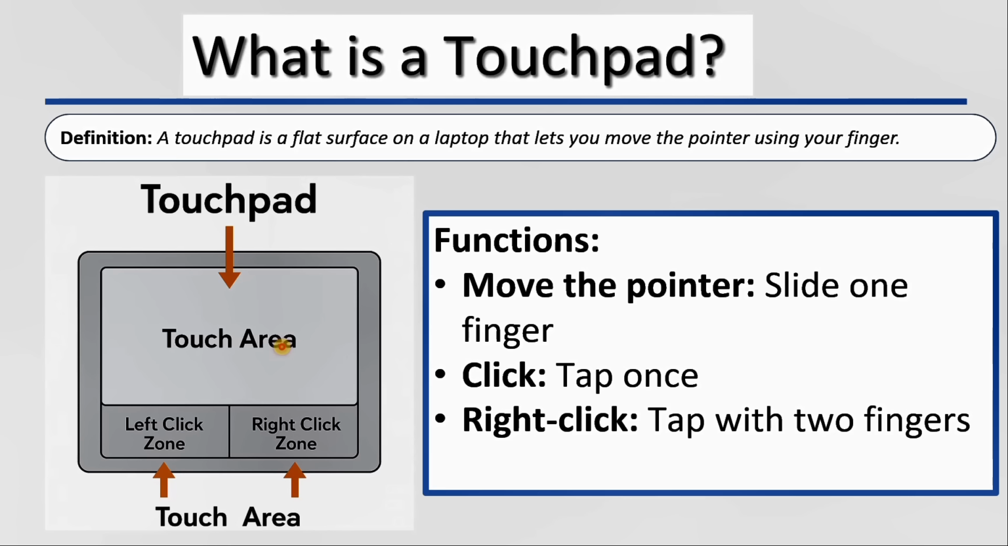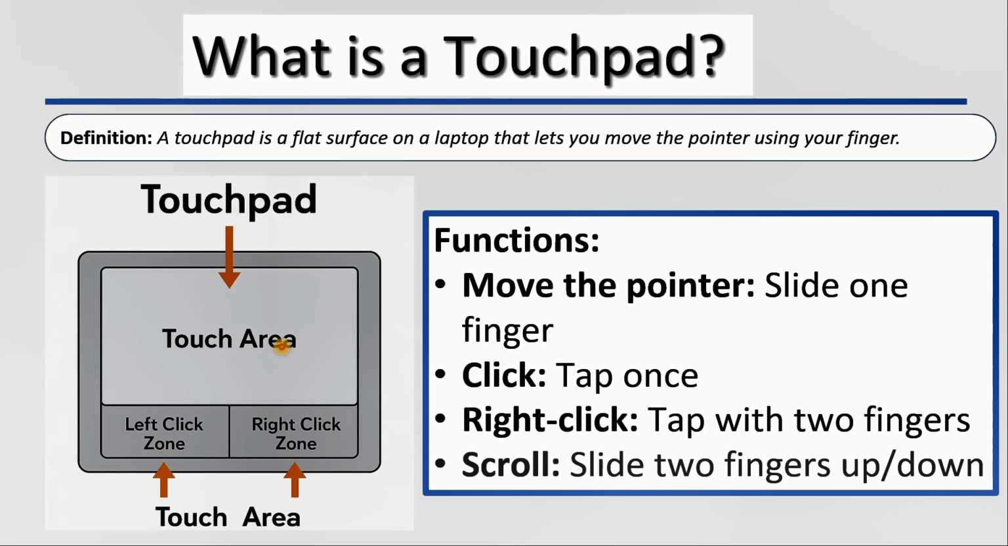Hope you remember. Another function is we use the touchpad to scroll. How do you scroll? You slide with two fingers up and down in this touch area. To move up and down a page, just slide with two fingers in this touch area vertically, not horizontally, vertically. It works like magic when you are reading or browsing online.